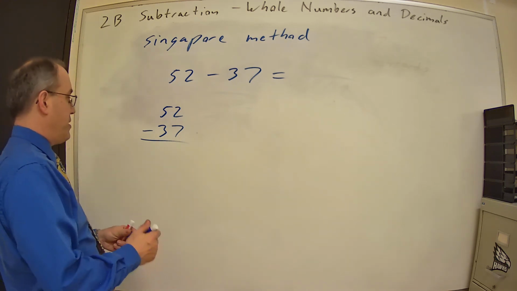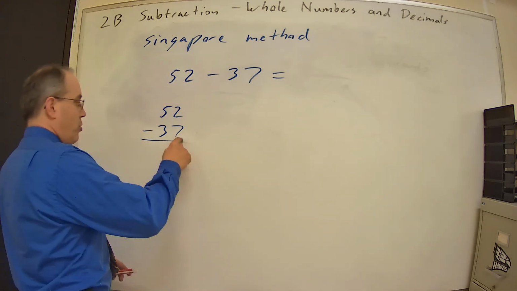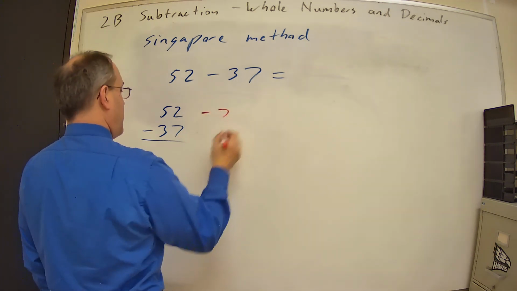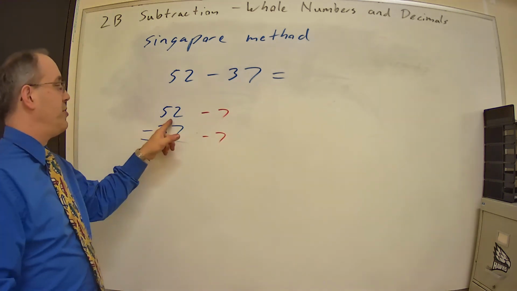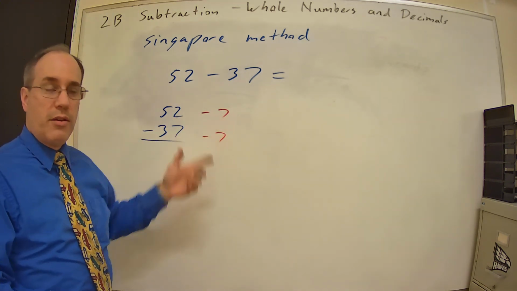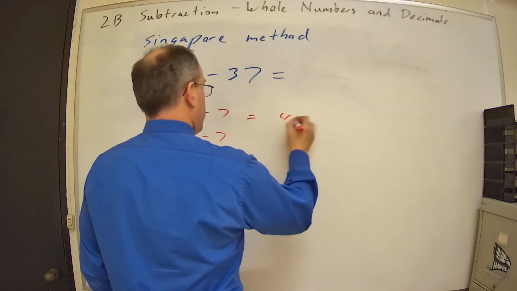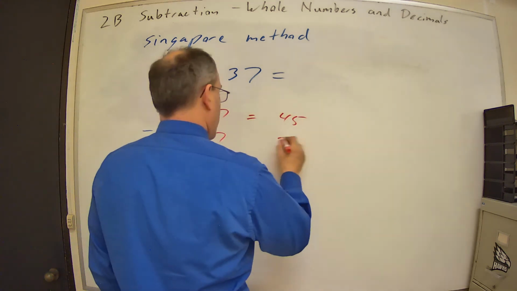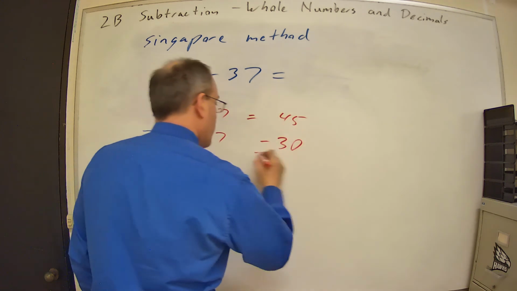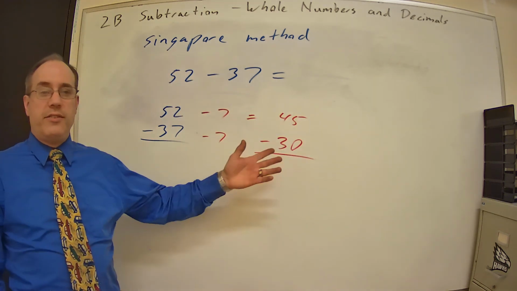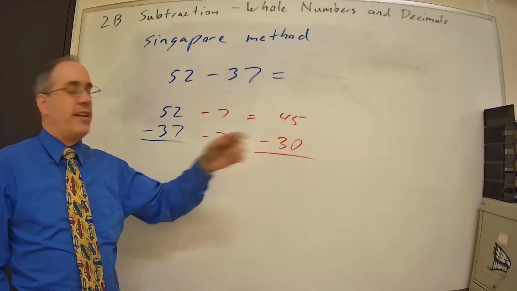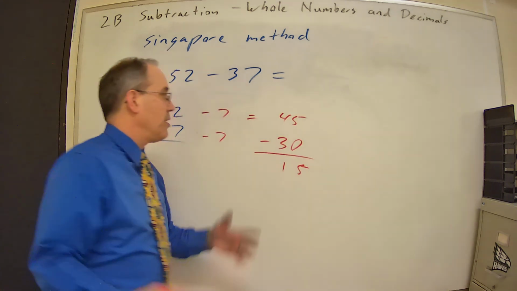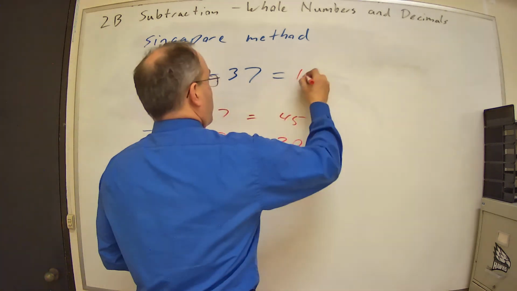So the Singapore method says, look at that bottom number and subtract it from both of those numbers. Minus 7, minus 7. So 52 minus 7, 45. 37 minus 7, 30. Now it's easy to subtract 45 minus 30. 5 minus 0 is 5. 4 minus 3 is 1. And the answer is 15.